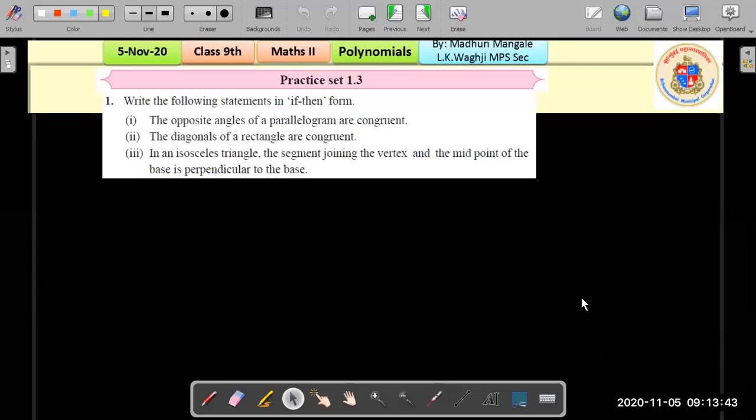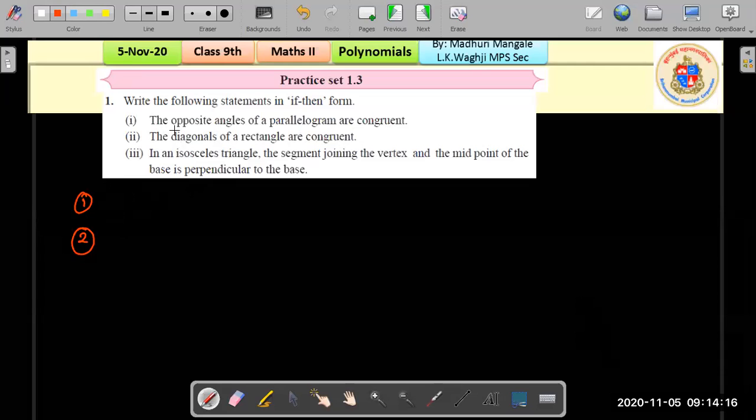Yes. So the first question is, write the following statement in if then form. Okay, so let's read the first question. It says the opposite angles of a parallelogram are congruent. So first identify what is antecedent and what is consequent. There are two parts, the first part and the second part. The opposite angles of a parallelogram are congruent.